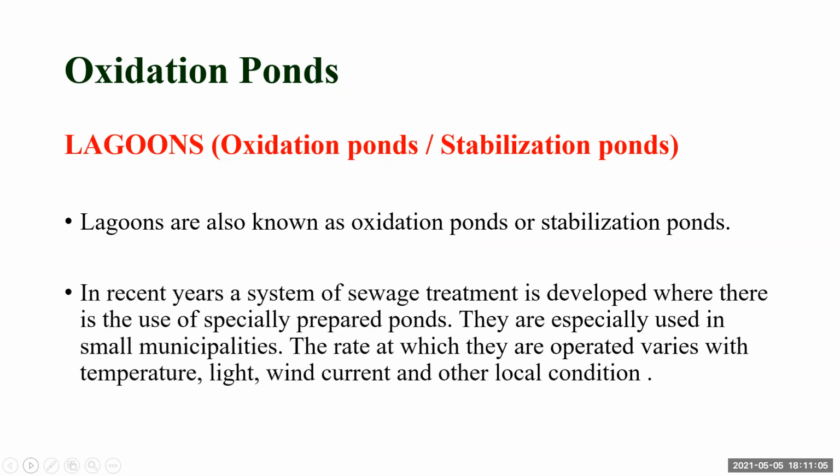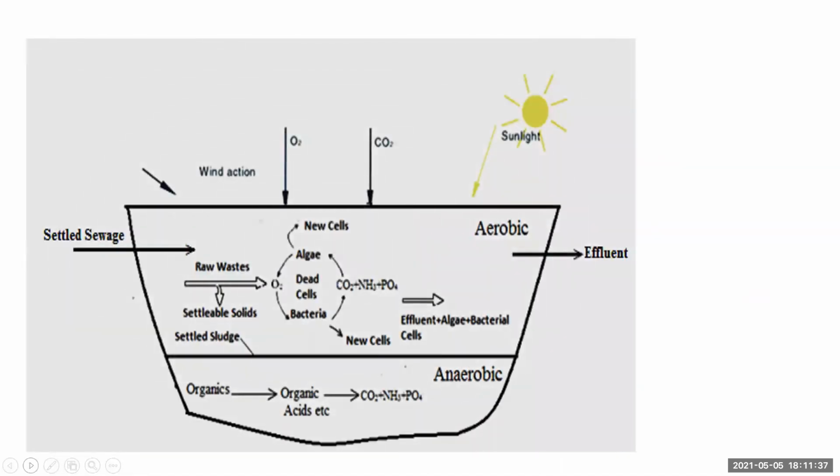In recent years, a system of sewage treatment has been developed where specially prepared ponds are used. So oxidation ponds or lagoons are specially prepared ponds. They are especially used in small municipalities. The rate at which they are operated depends upon the light, wind current, temperature, and other local conditions of that particular area.